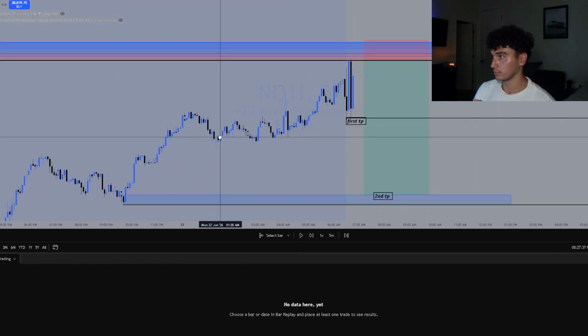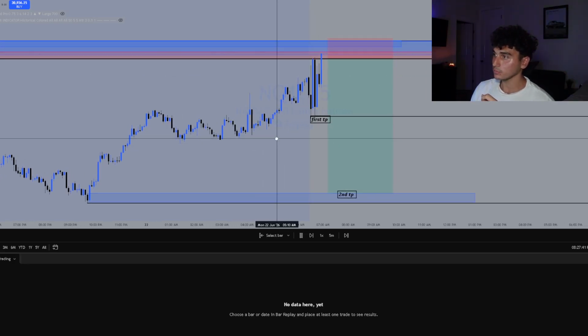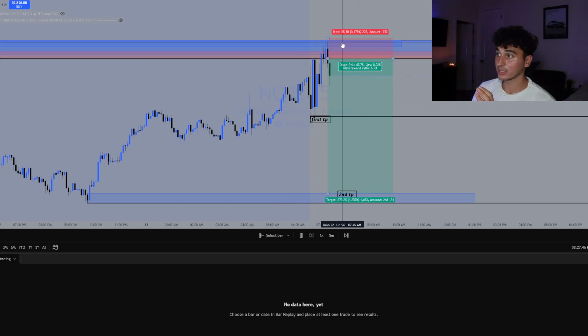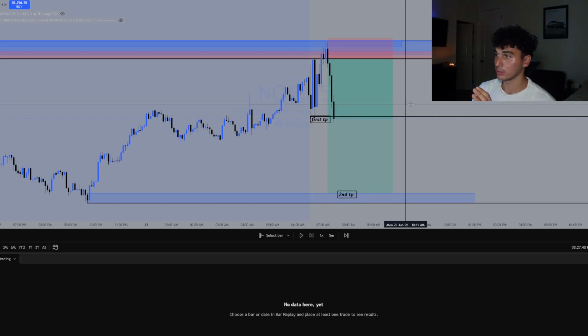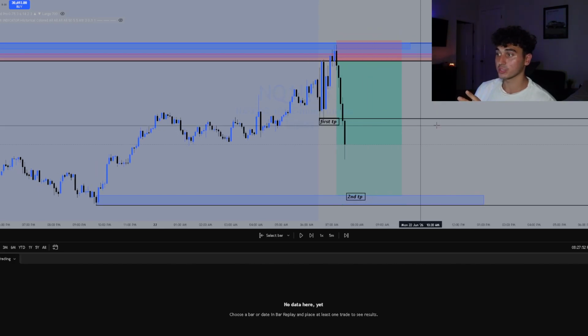Or let's go to 1. Let's go to 1 just so we can slow it down, okay? Tap in, hold the zone very well, failing to break above the zone, starting to show really good signs of selling pressure, obviously. First TP hit.